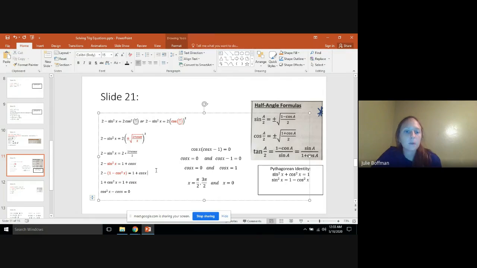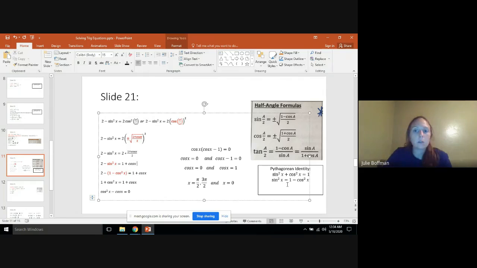I'm noticing other red, that's wrong. So it said use Pythagorean identity. Because remember, when you solve a trig equation, you want it to be one trig function. So if you notice, we have sine over here, cosine over here. We don't like that. But we can replace sine squared with 1 minus cosine squared because of the Pythagorean identity.